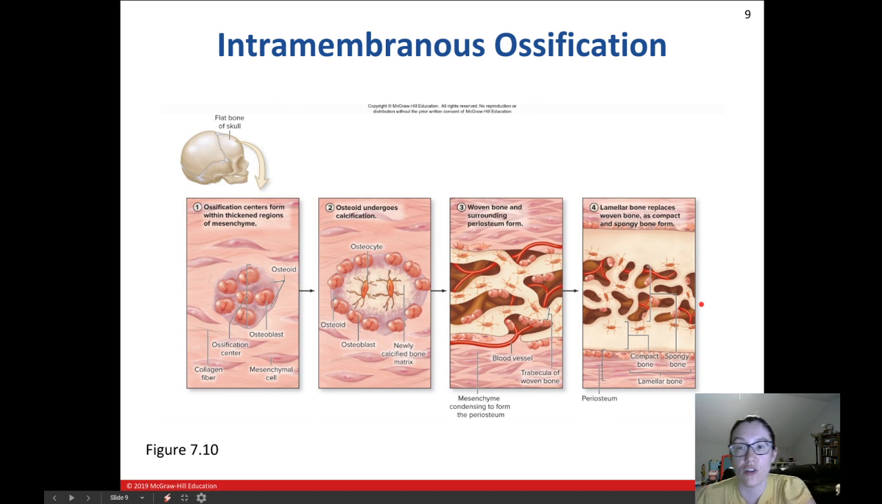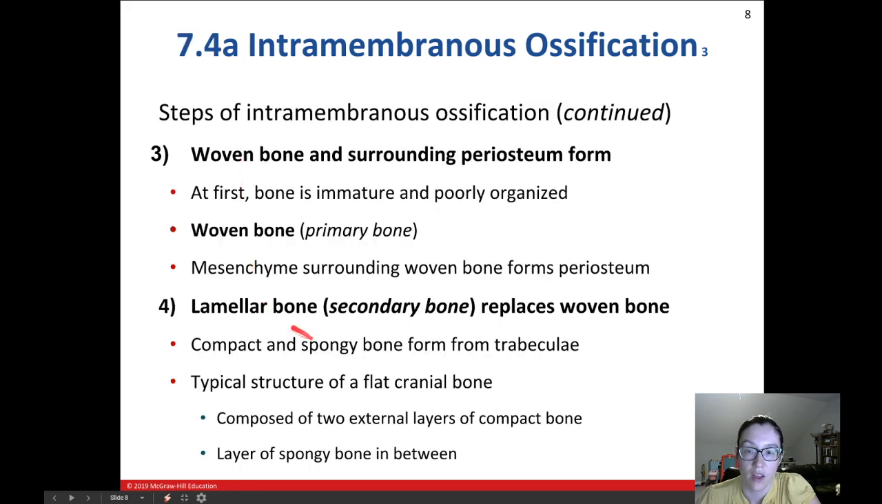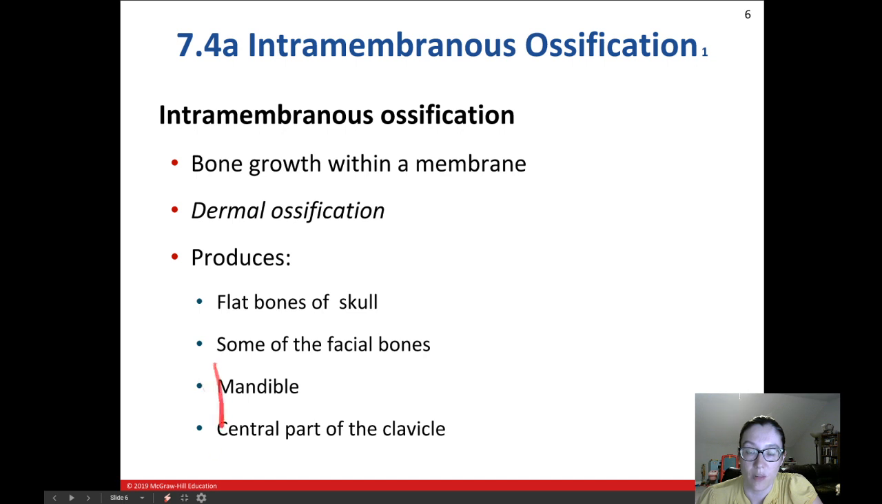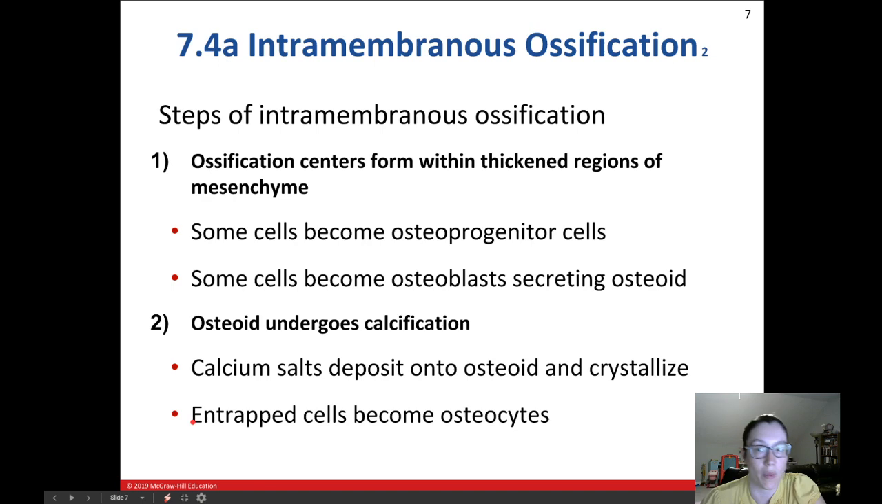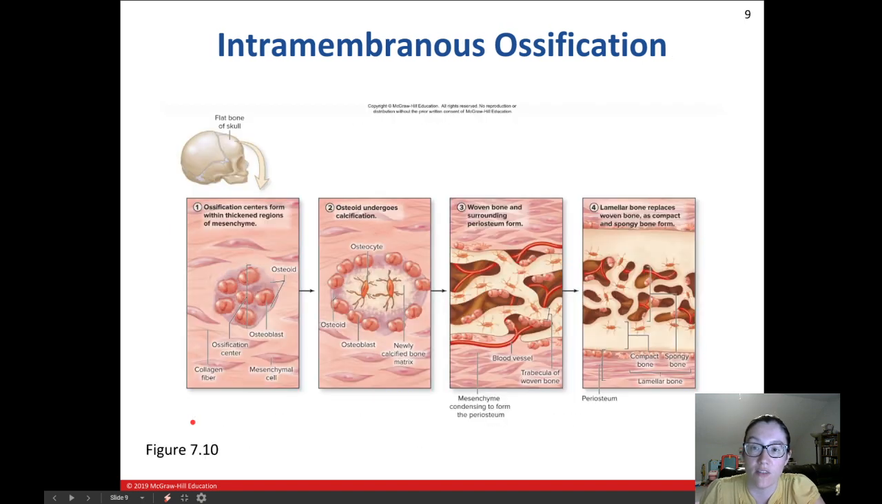So this is called intramembranous ossification, and it happens in the embryo, in the flat bones of the skull, the mandible, and some parts of the clavicle. Remember, it doesn't make that many bones, so try to remember some of the bones that are created by intramembranous ossification. It's formed from connective tissue membranes, from that mesenchymal connective tissue.